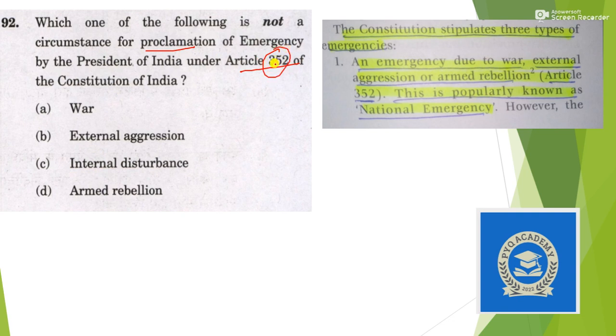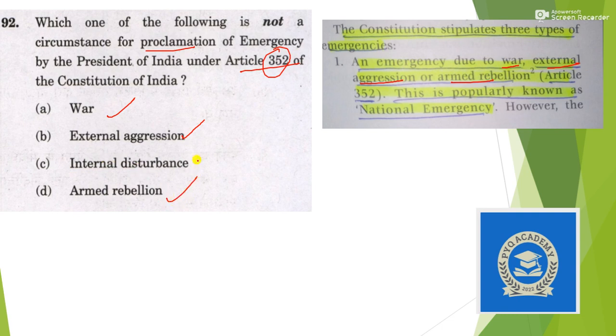That means for national emergency, there are a few eligibility criteria for declaring an emergency, and that is if there is a war, or an external aggression, or armed rebellion. So yes, war, external aggression and armed rebellion.